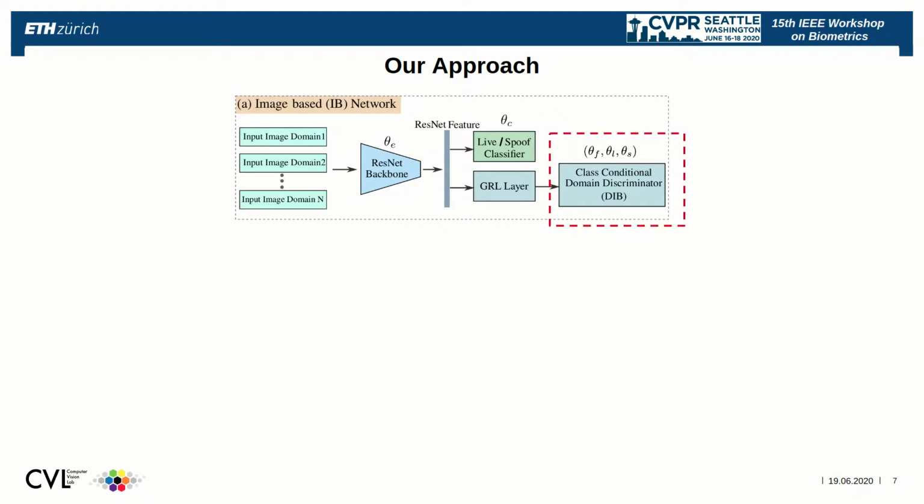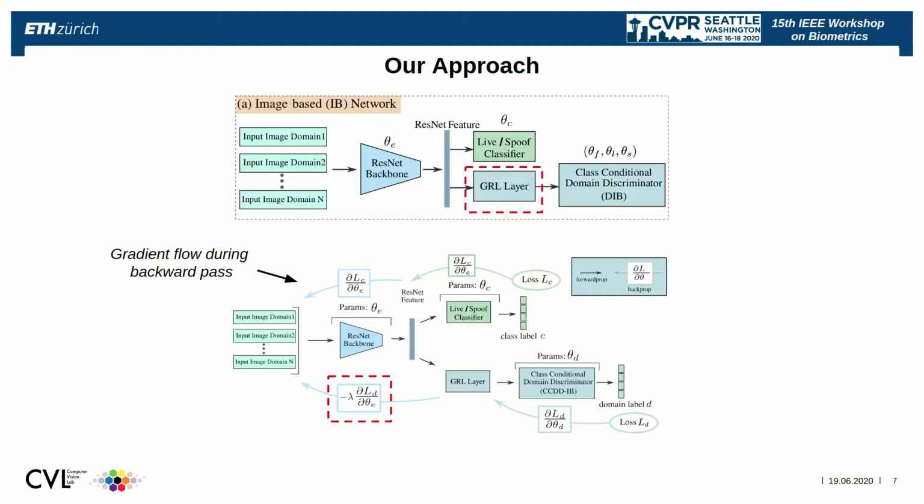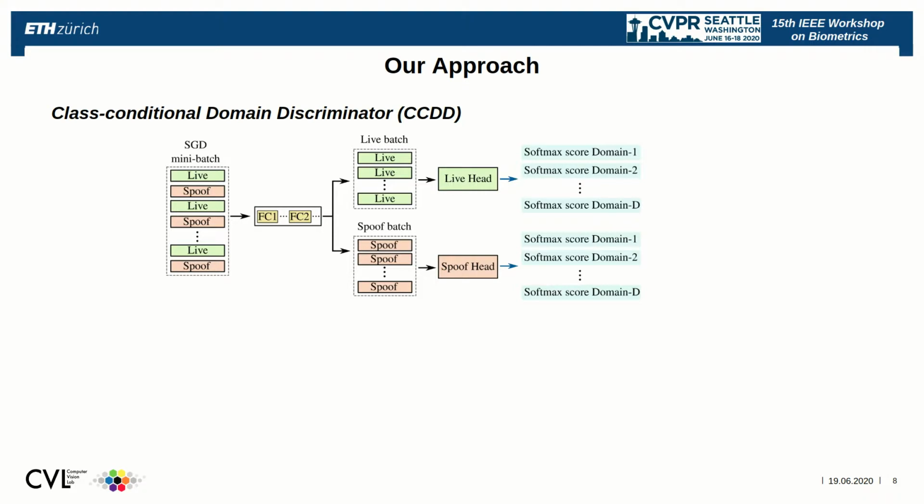The class conditional domain discriminator takes as input the feature representations generated from the ResNet backbone and tries to classify from which source domain each sample comes, conditioned on the class it belongs to, that is live or spoof. The gradient reversal layer acts as an identity transform during the forward propagation, but multiplies the gradient by a certain negative constant during the backward propagation, essentially reversing the objective of its subsequent layers, in this case the ResNet backbone.